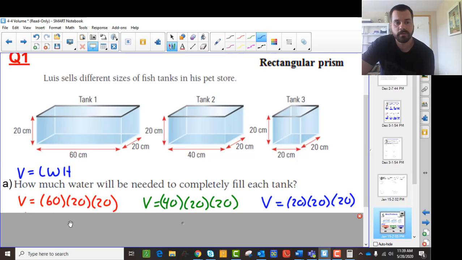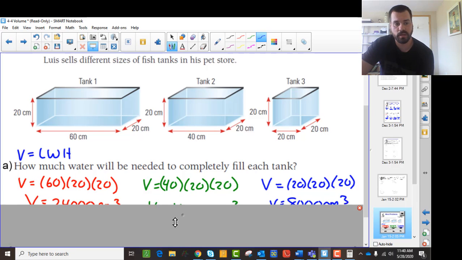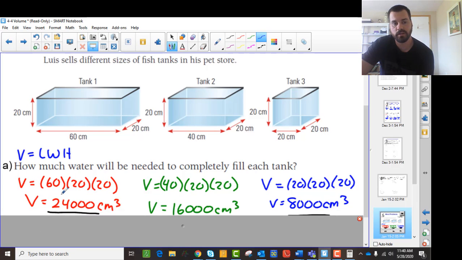In the first case, it's 60 by 20 by 20. In the second case, it's 40 by 20 by 20. And then in the third case, it's 20 by 20 by 20. So all we're really changing is the length, right? 60, 40, then 20. And all we have to do is expand them. We just have to multiply them together, okay? So we're going to get 24,000 cubic centimeters, 16,000 cubic centimeters, or 8,000 cubic centimeters.